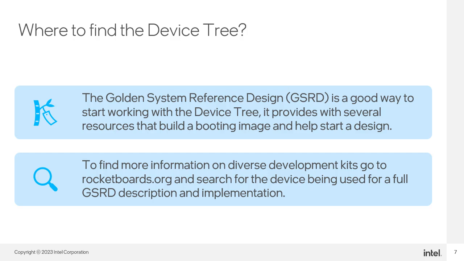Where to find the device tree? The Golden System Reference Design is a great way to get started with device tree sources and files. It provides several resources that build a booting image and help you with your first design as a starting point. To find more information on diverse developments, go to Rocketboards and search for the device being used for a full GSRD description and implementation. These resources can provide a great way to start working with device tree and get to know all of the files required for your image and projects.